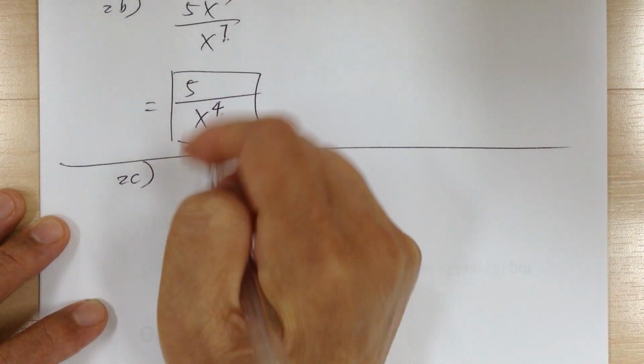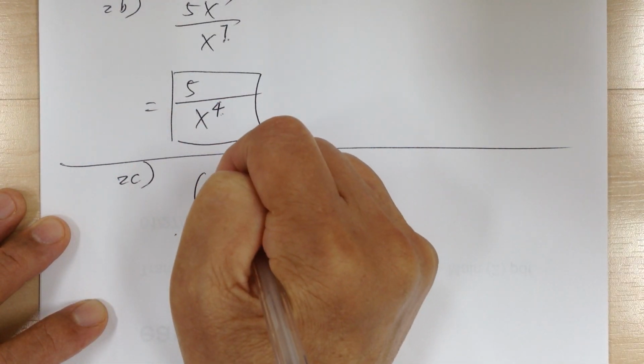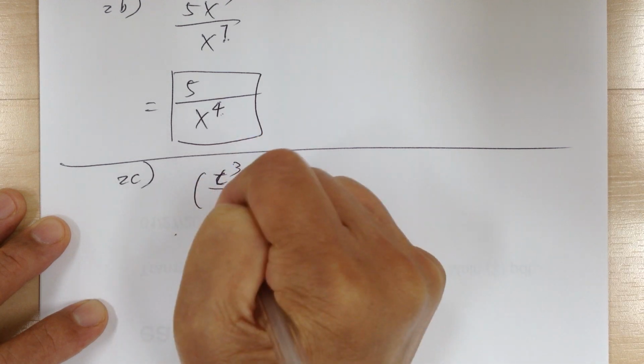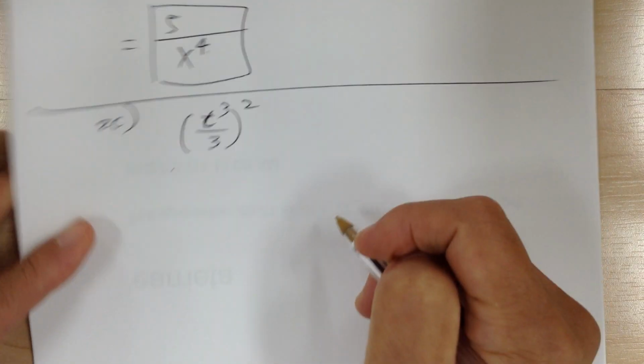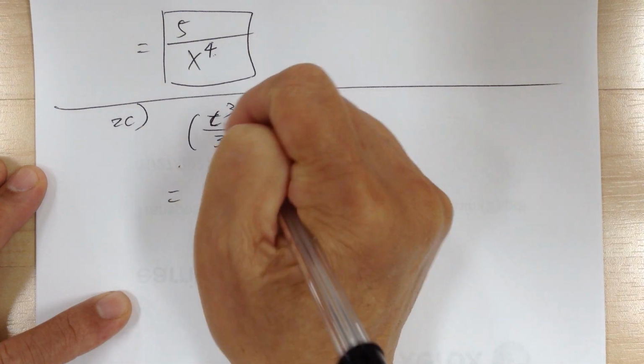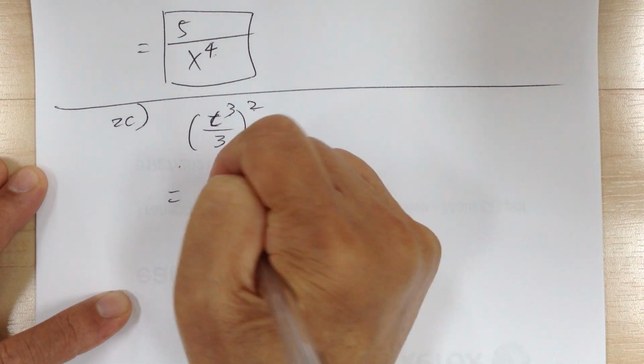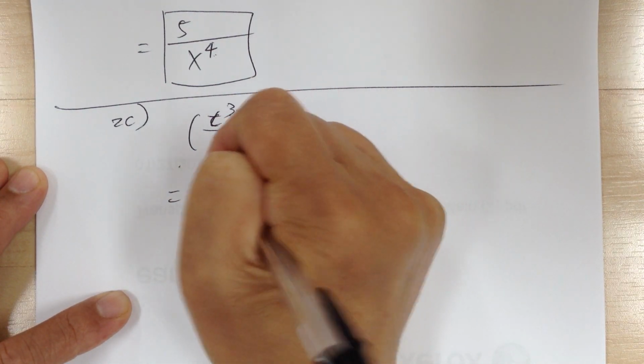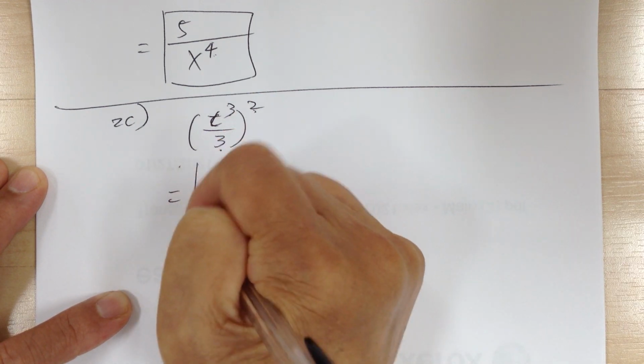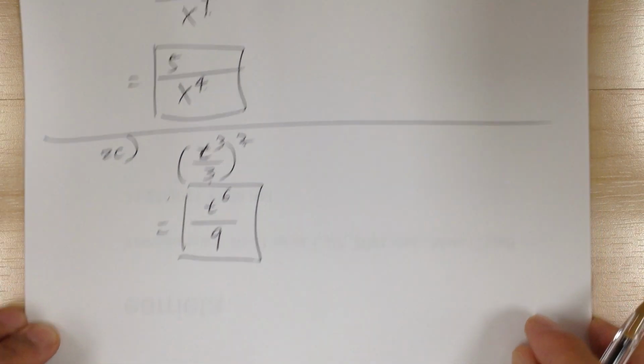Okay, 2c. You got t to the 3 over 3, squared. So you just distribute. Apply this to the t cubed, so it'll be t to the 6. Apply this to the 3, it gives you 9, and that's it.